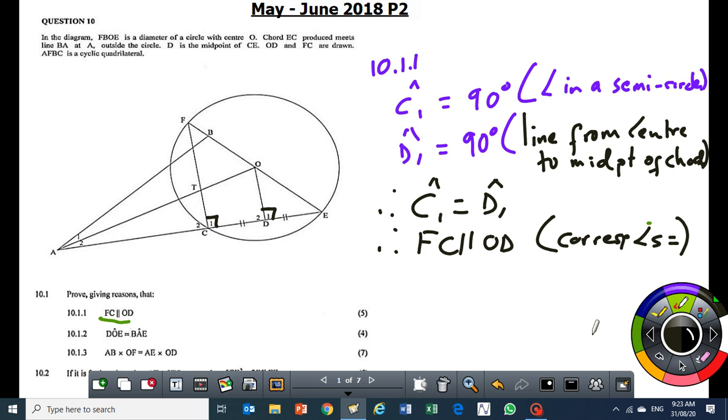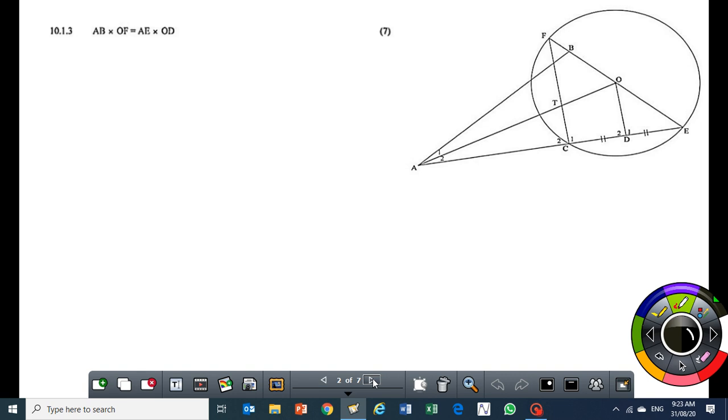Right, then 10.1.2, we're supposed to prove that DOE is equal to BAE. Okay? Angle DOE. Okay? That's the angle there. So the angle is this one. Okay? Is equal to BAE. Now, BAE, so we are talking about that angle. Okay? Now, the good thing is, in the first part of the question, we have already proved that FC is parallel to OD. Okay? So you can see that this angle here is going to be equal to angle F.